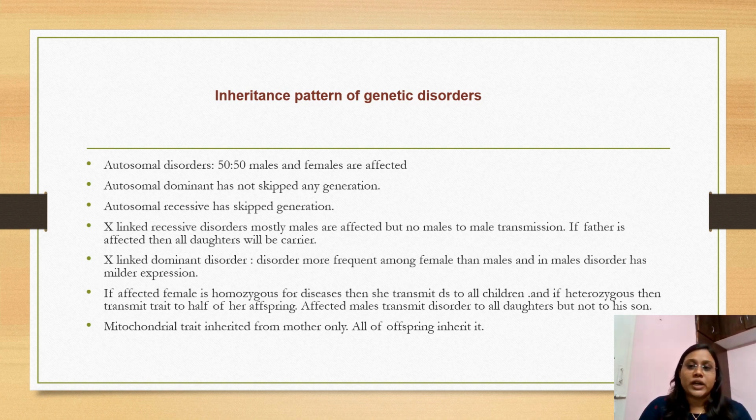Now coming on to mitochondrial inheritance. It occurs strictly through females, and an affected female transmits the disease to all of her children. So in a pedigree chart, if you find a normal male marrying an affected female, and all of her offspring are affected, then it is a mitochondrial inherited disease.